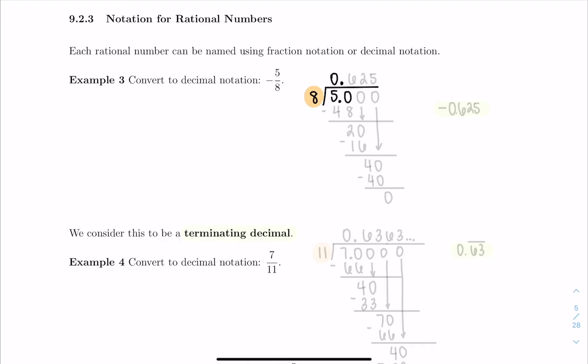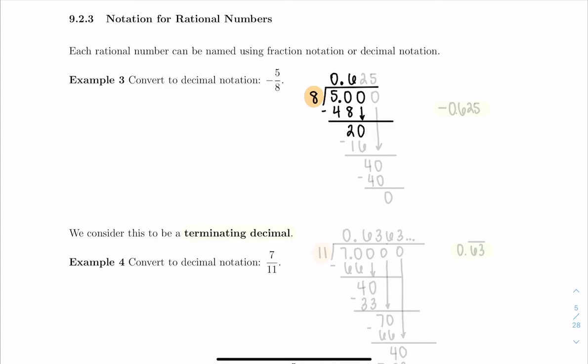Now the question is, how many times does 8 go into 50? Well, 8 goes into 50 6 times. And 8 times 6 is 48. And then we want to subtract. 50 minus 48 is 2. We're going to draw another 0 and we're going to bring it down. And we start the process over again.